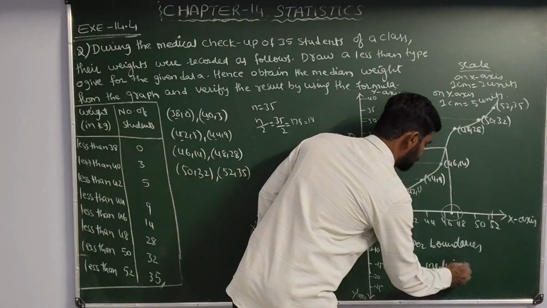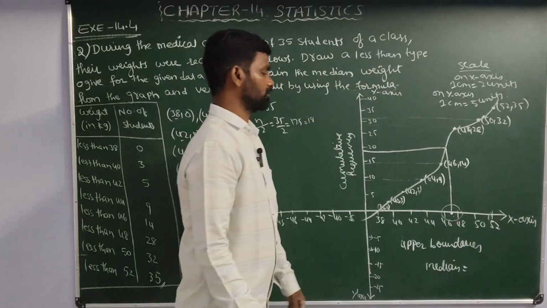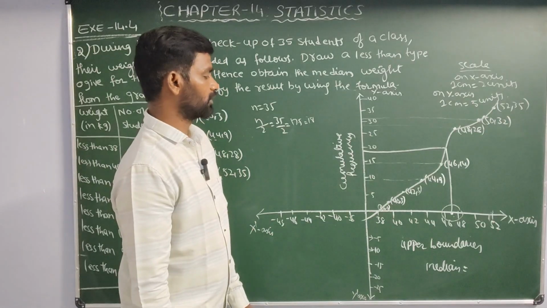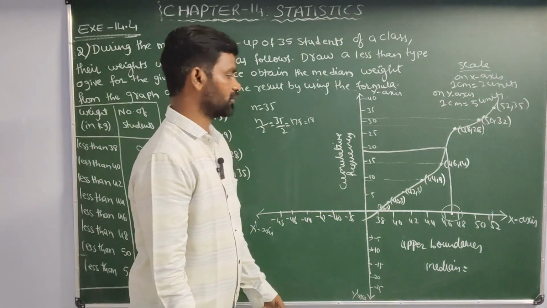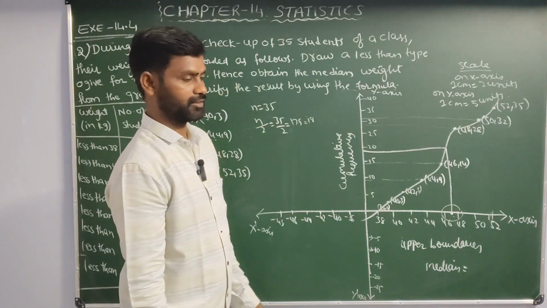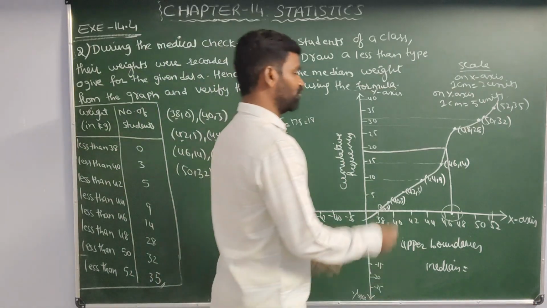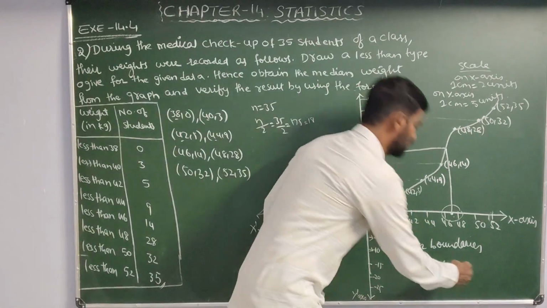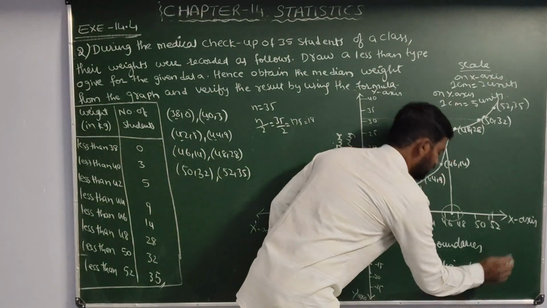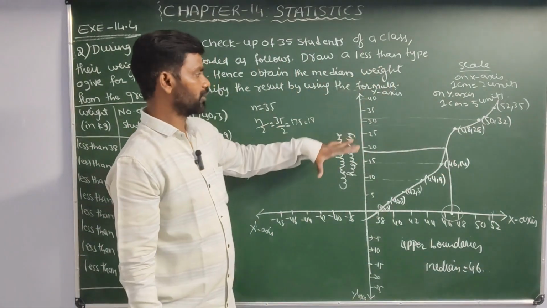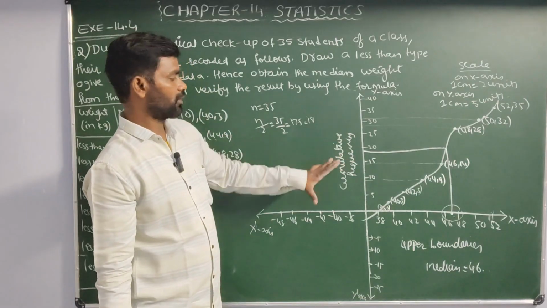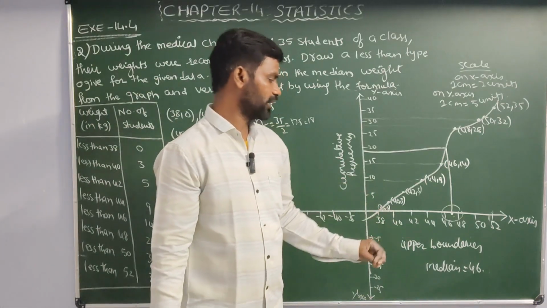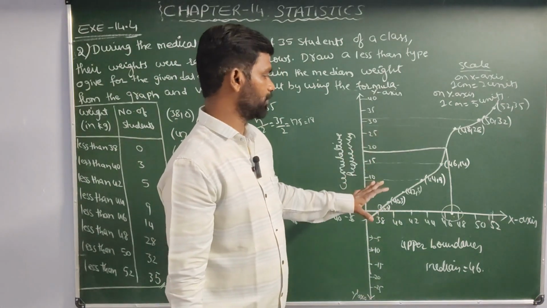Okay. So approximately the median lies between 46 and 48. It may be 46 point some change or it may be 47. So you find out on the graph paper and write the answer here, 46 point some change. Okay. On the board we cannot find it exactly, but you can find it very exactly on the graph paper.